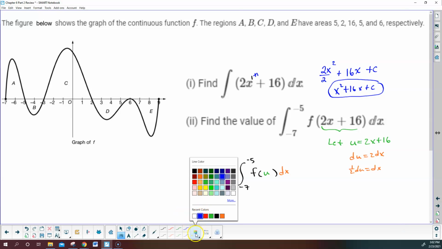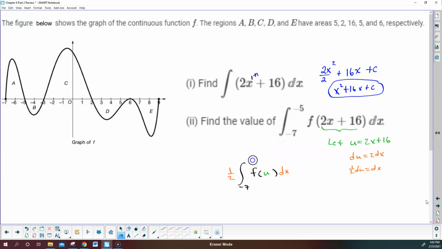All right, now I made a tiny mistake here, and maybe you identified it. I got too excited. I accidentally wrote the bounds in. There's a problem with those bounds. Those bounds are written in terms of x. I need them written in terms of u. So I'm going to plug a -5 in here. And you can do that in your head. -5 times 2 is -10. -10 plus 16 is +6. What if I plug in -7? -7 times 2 is -14. -14 plus 16 is 2. So I have new bounds from 2 to 6.